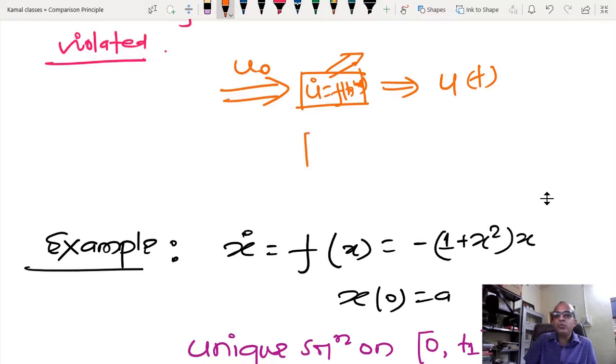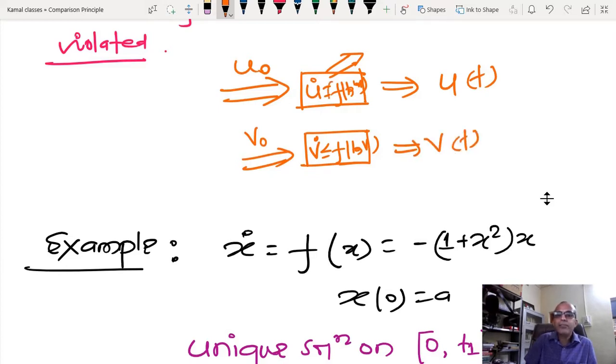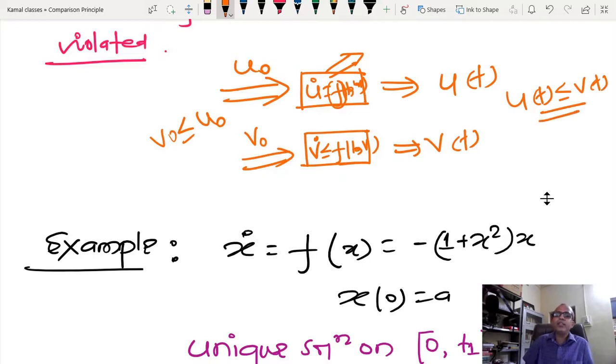Due to that reason, I am going to run another program, where now I have something like v dot less than f(t, v), with an initial condition v0, and I have generated v(t). If the vector field remains the same, and if v0 is less than or equal to u0, it is possible to show by the comparison lemma that u(t) is always less than or equal to v(t). So that kind of result we have.